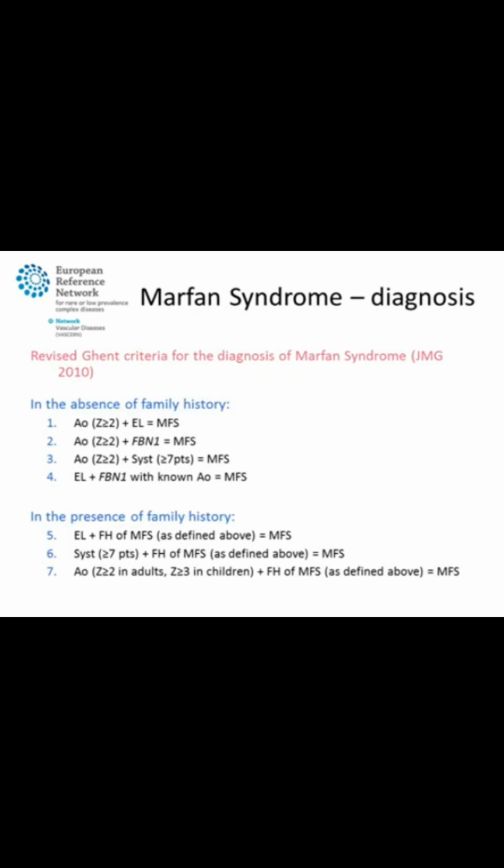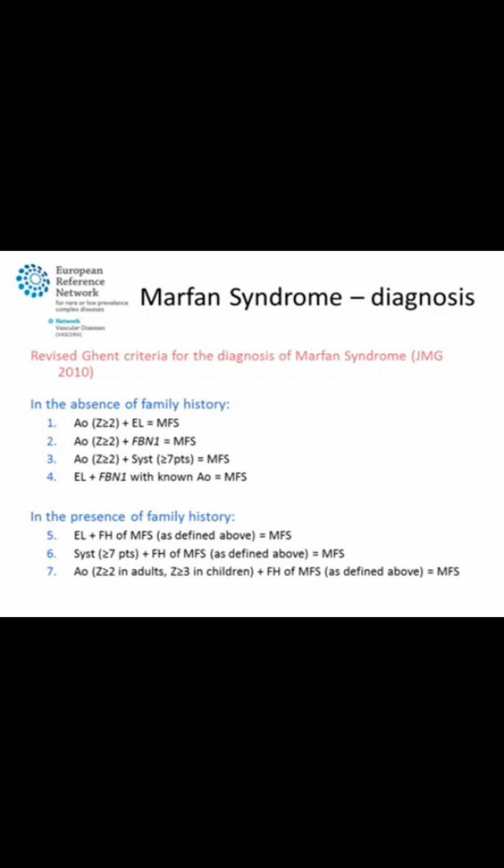Based on the clinical manifestations that I mentioned, on the family history, and in some cases complemented with genetic information, rules for diagnosing Marfan syndrome have been established in the so-called revised Ghent criteria, whereby in an isolated case the diagnosis will be confirmed when an individual presents with aortic root dilatation and ectopia lentis, or aortic root dilatation and a confirmed variant in the fibrillin 1 gene, or aortic root dilatation with a systemic score above 7, or ectopia lentis with a pathogenic variant in the fibrillin 1 gene known to be causing aortic dilatation.